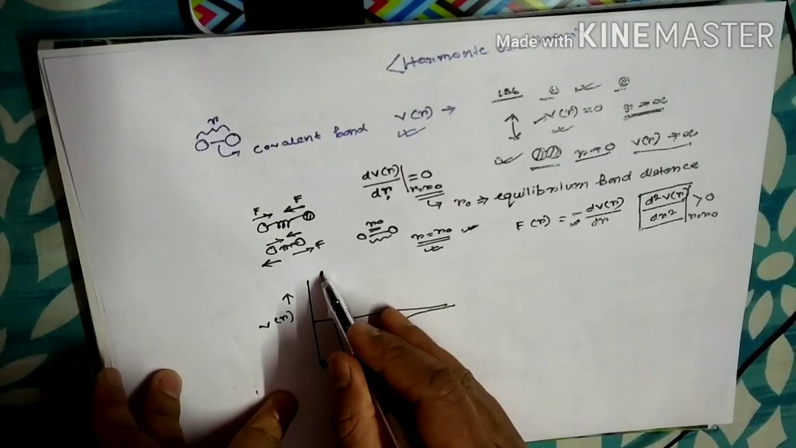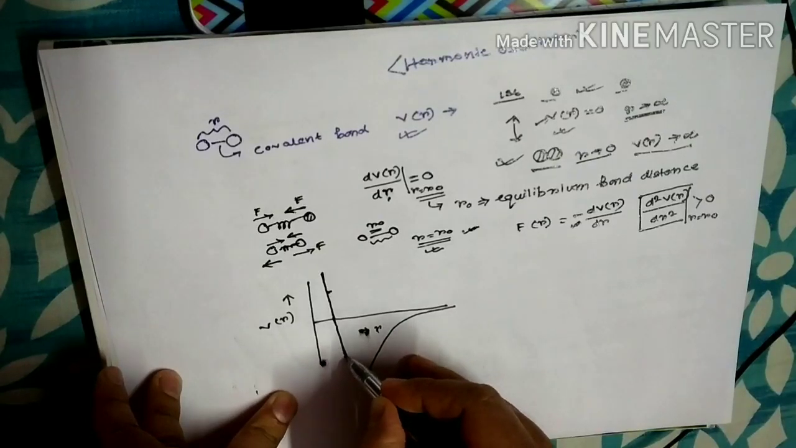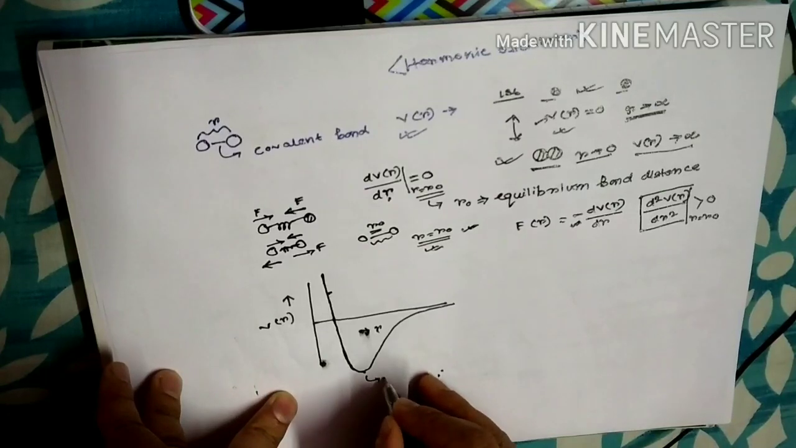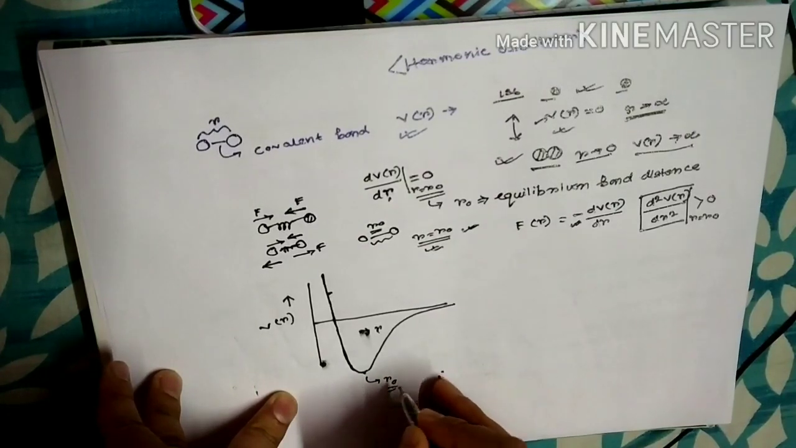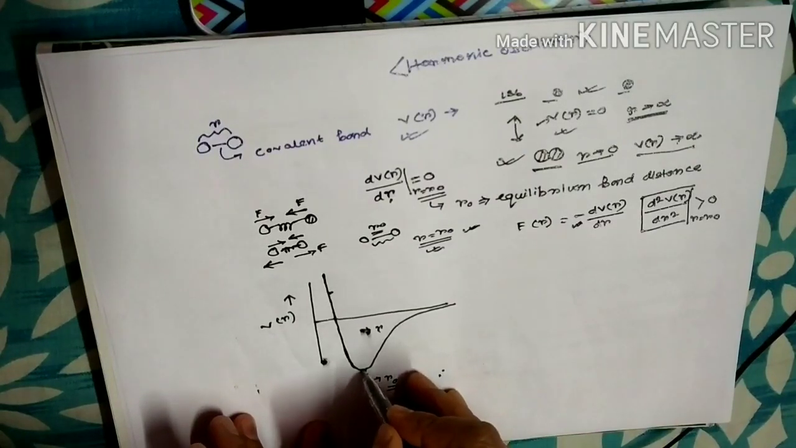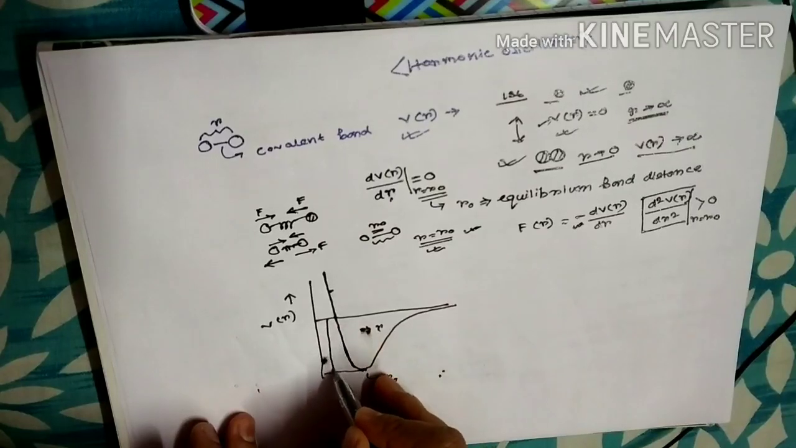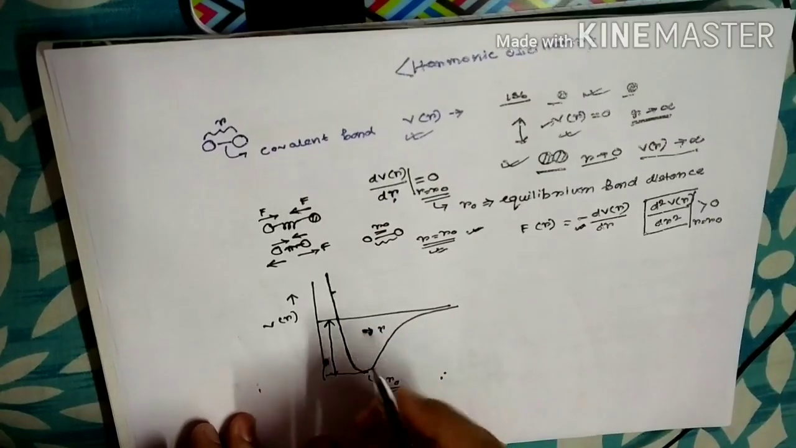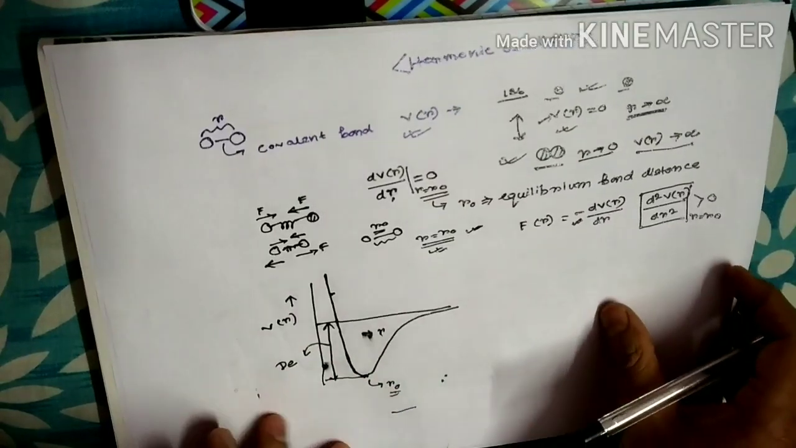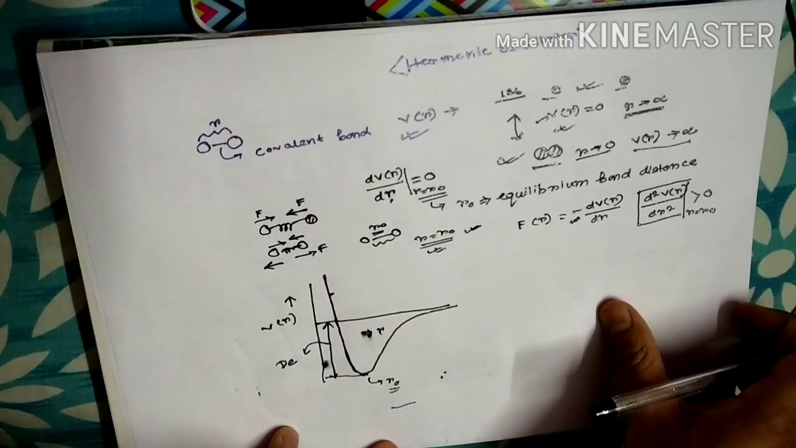Now when the distance between the two atoms is equal to the equilibrium distance, that is r0, then we reach the potential energy minima. So this is the minima of the potential energy, and the corresponding energy is the stabilization energy, or sometimes we call it the bond dissociation energy. This much energy is needed to dissociate this bond.